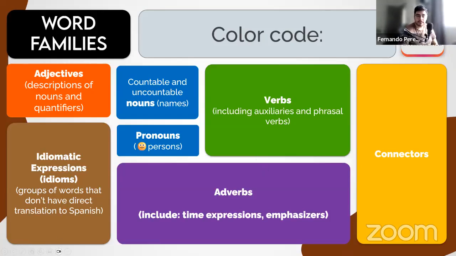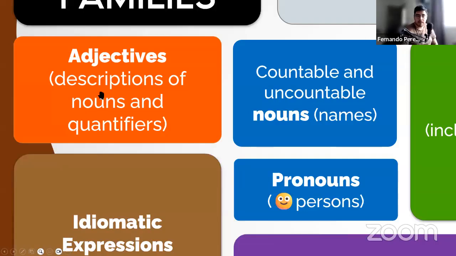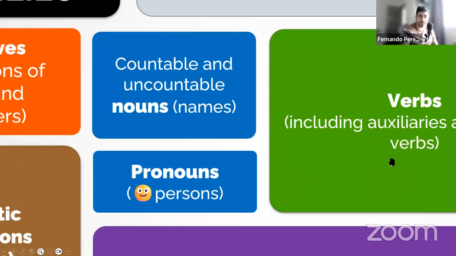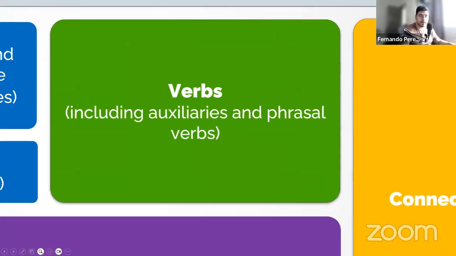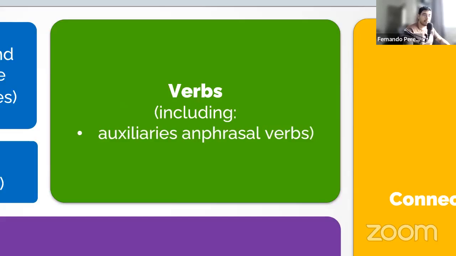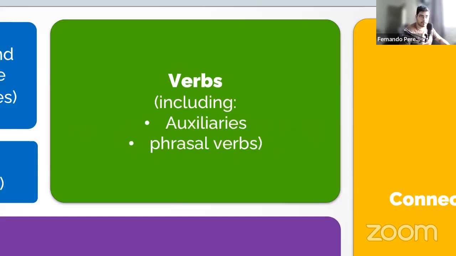Take a note. When you are talking about adjectives, we are talking about descriptions of nouns. Color blue. Descriptions of nouns and quantifiers. Names and pronouns are nouns and pronouns. Verbs include, number one, auxiliaries. Phrasal verbs. And that's it.